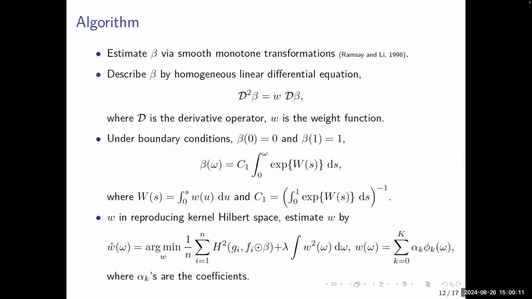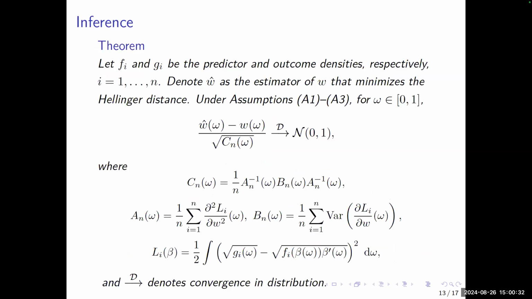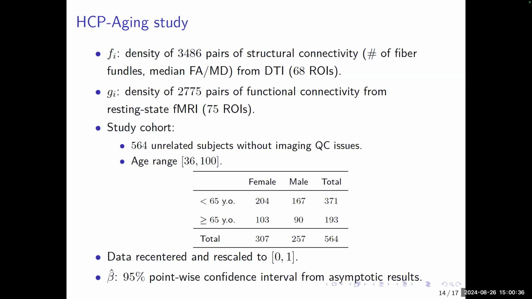with a boundary condition. It is not in a linear space either. So we have to do a transformation on the warping function to get the S, and then through this homogeneous linear differential equation, this W weight function is actually in the reproducing kernel Hilbert space. We can estimate that first and then transform back to the warping function. And then we also provide the inference on the warping function estimation.